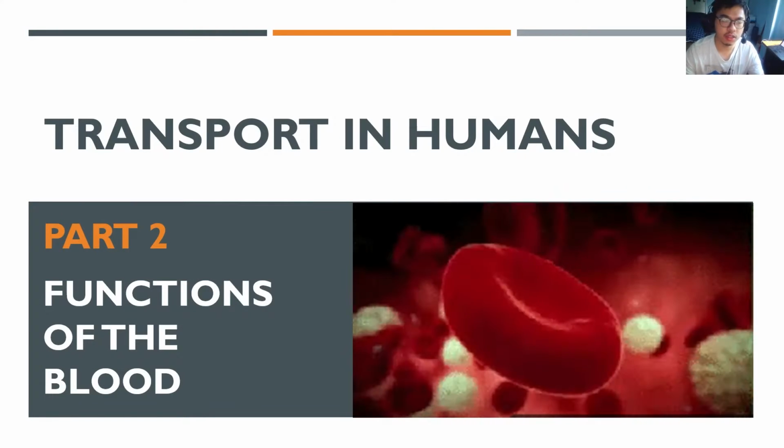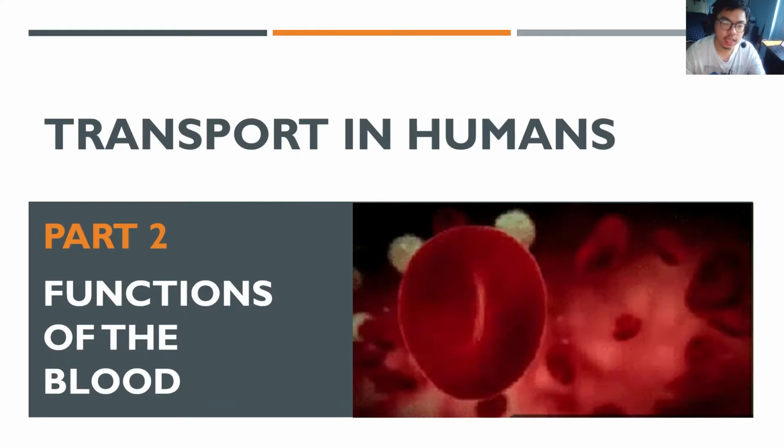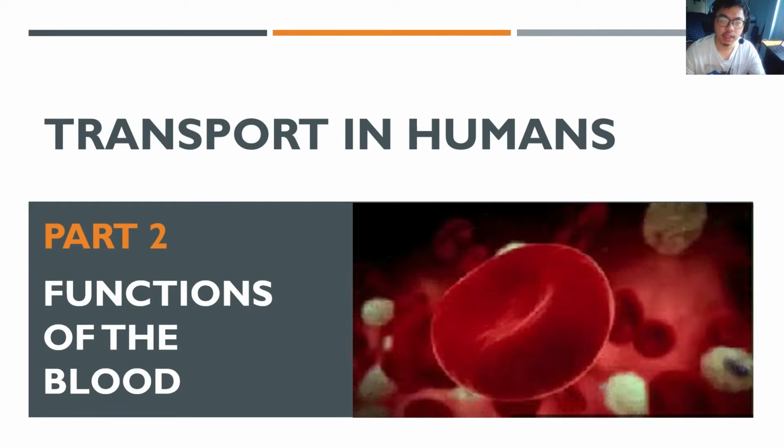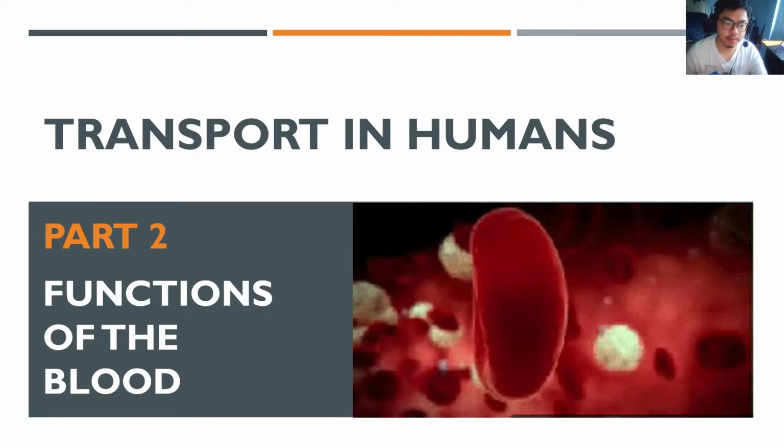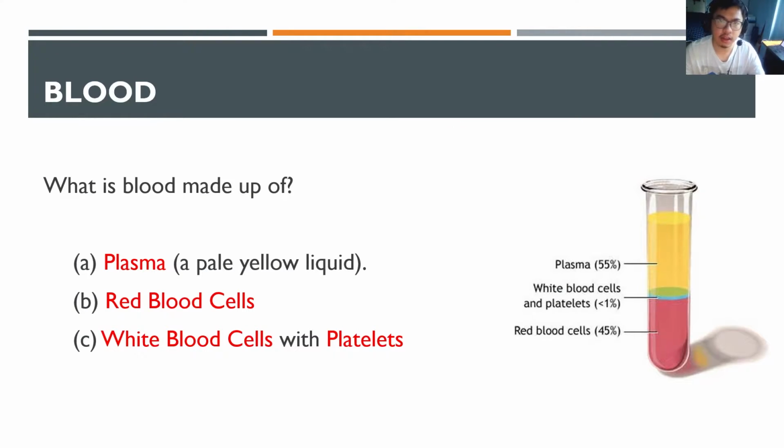Today is part two for transport in humans, and in part two, we're going to talk about the functions of the blood. If you remember last time, the blood is made out of four things: plasma, red blood cells, white blood cells, and also platelets. Today, we're going to look at the function of each of these things.